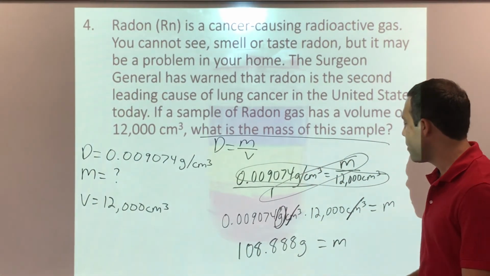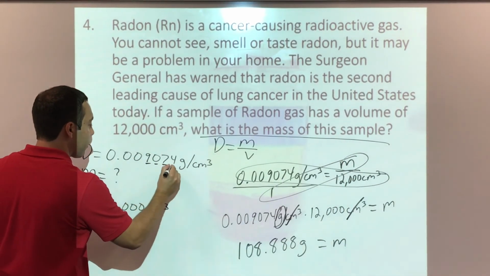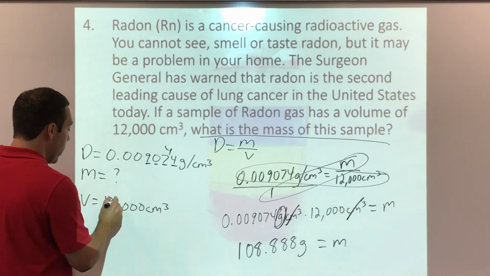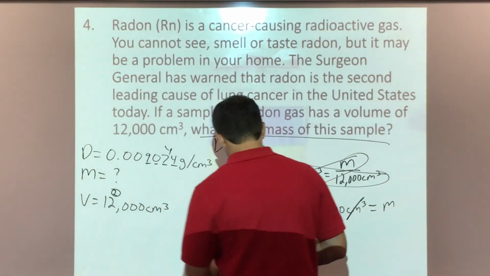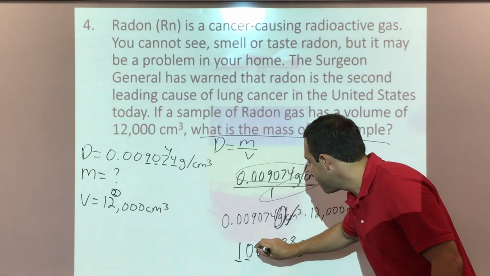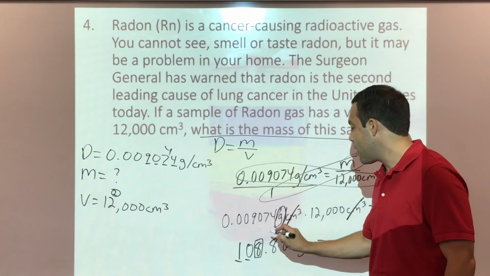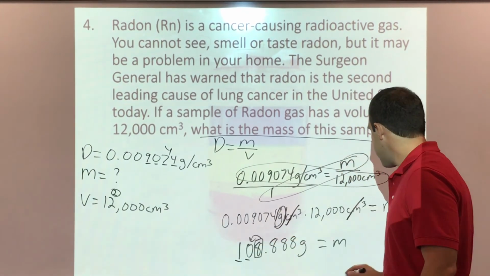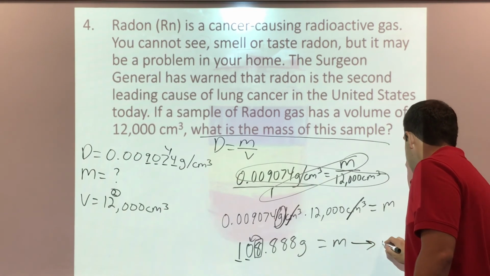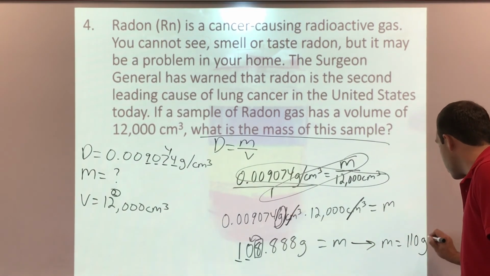Our last step, significant figures, 1, 2, 3, 4. And just 1, 2 significant figures, so 2 is our least number of significant figures. We go 1, 2, put a box around the next number, in this case it's an 8. 8 is 5 and above, so we round up, that 0 becomes a 1. So our final answer, the mass is equal to 110 grams.